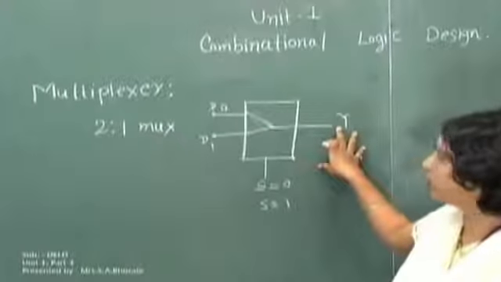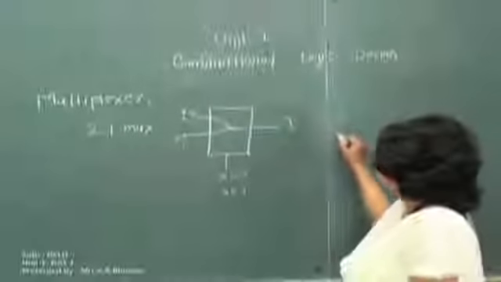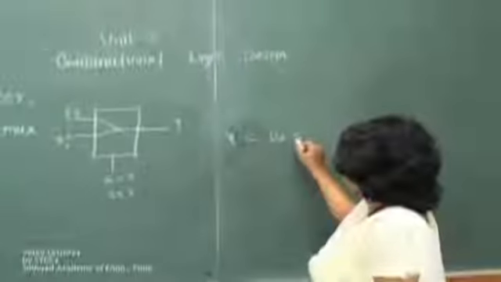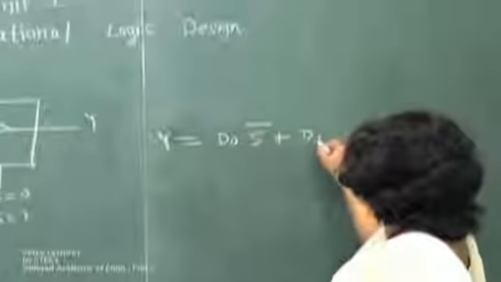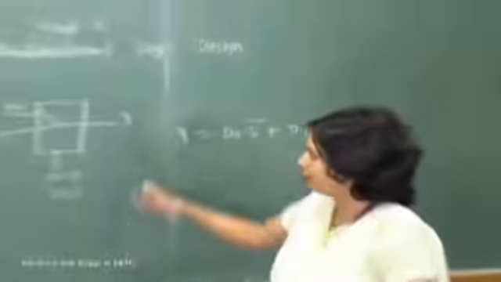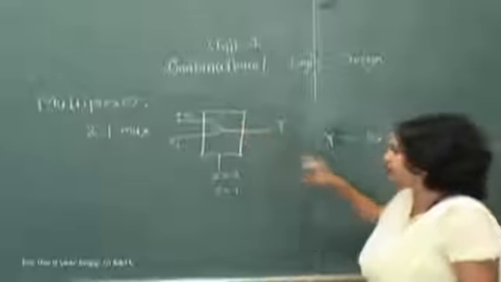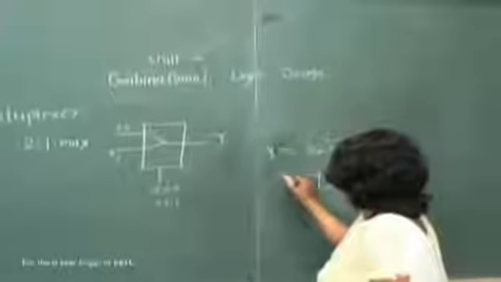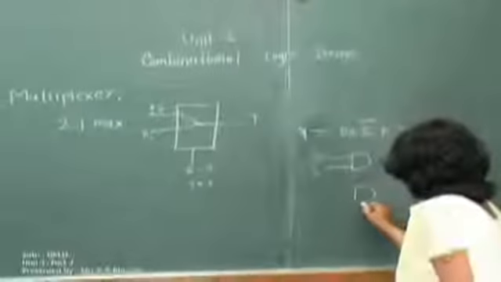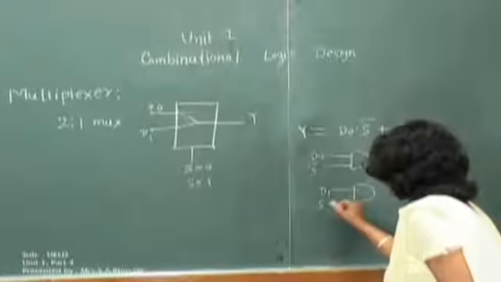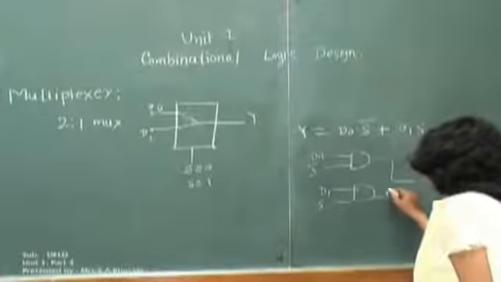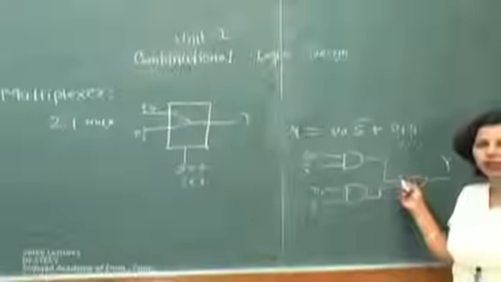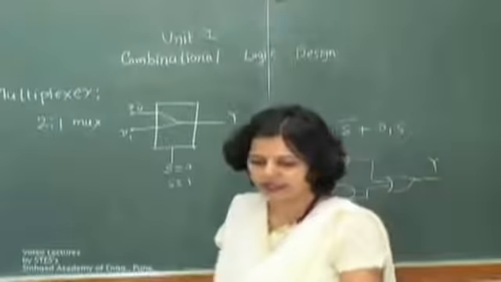So if I have to write this multiplexer as an equation, it will be written like this: Y is equal to D0 into S bar plus D1 into S. And suppose I want to represent this multiplexer using gates, I can use this equation. The inputs are D0 and S bar, and D1 and S. Both can be ORed together to get the final output. So this is the logical representation of the 2:1 multiplexer.